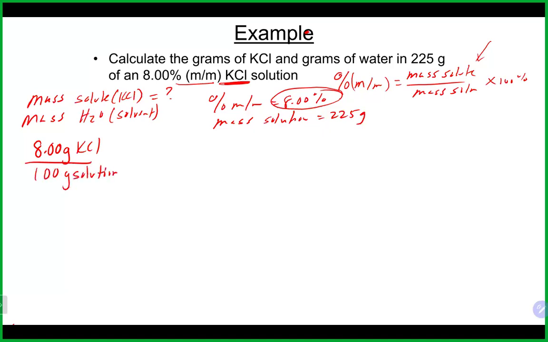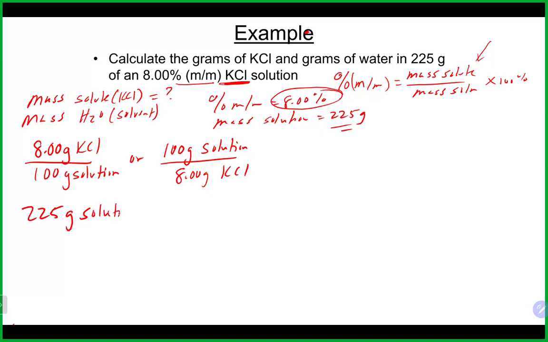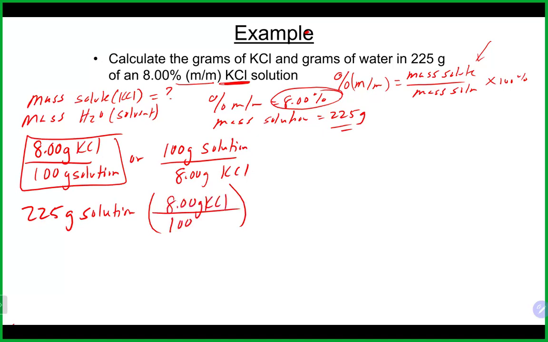And again, that comes from the percentage. Or we could use it in the opposite direction if we need. 8 grams of KCl. So taking the mass of my solution here, which is 225, I am going to use the conversion factor on the left. And that's going to tell me how many grams of KCl I will need in this case. The grams of solution will cancel, and that will get me 18 grams of KCl. Any question on that part of the calculation?